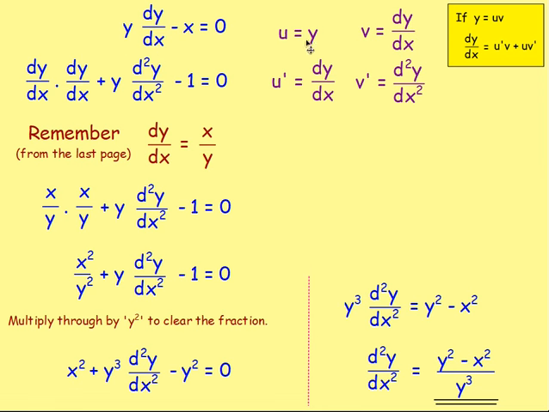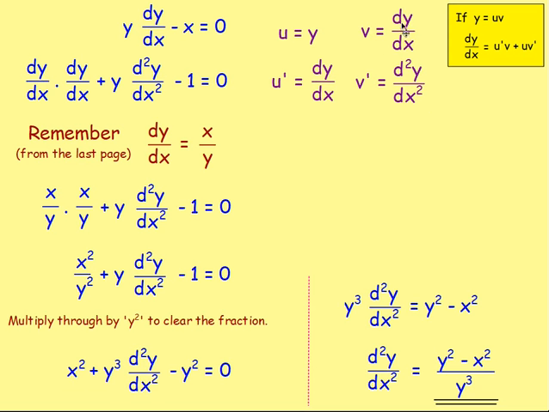So we've got y, u is going to be y, v is going to be dy by dx. If you differentiate y, you would get dy by dx, because differentiating y with respect to x will go to 1, but you're multiplying by dy by dx. And if you differentiate dy by dx, well, that's just giving you the second derivative. Differentiating the first derivative gives you the second.